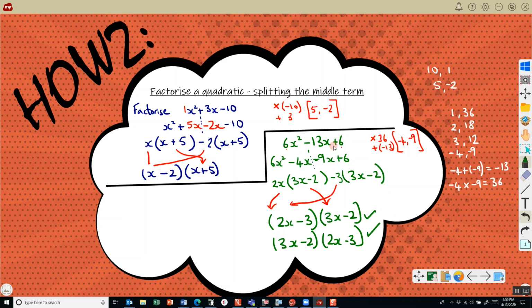You've now put your quadratic into brackets. You could check it, of course, by expanding it. That is quite difficult to do without using a method. If you're going to use trial and error, you're more than likely going to get it wrong. You follow this method, it will work every time if you're using the method of splitting the middle term, and it is factorizable. Give me a shout if you have any questions.